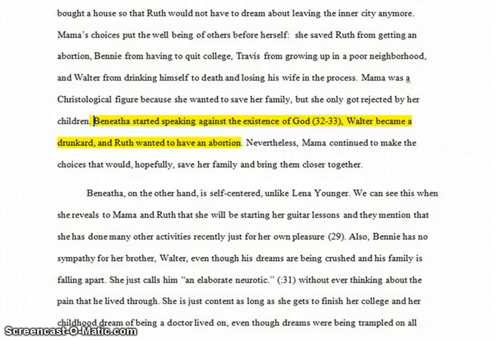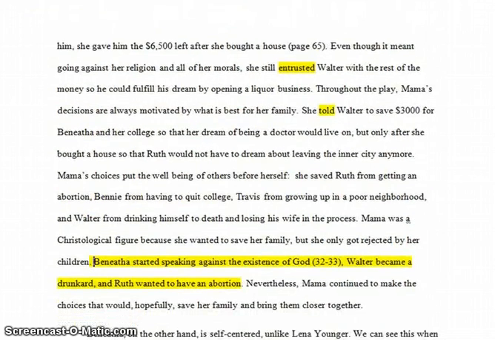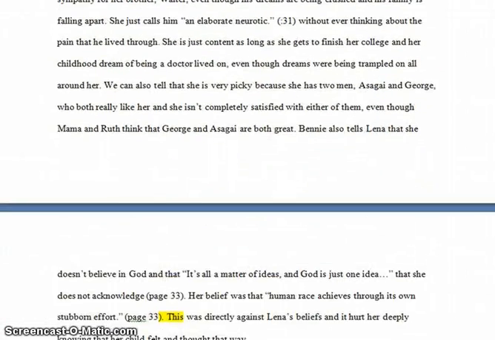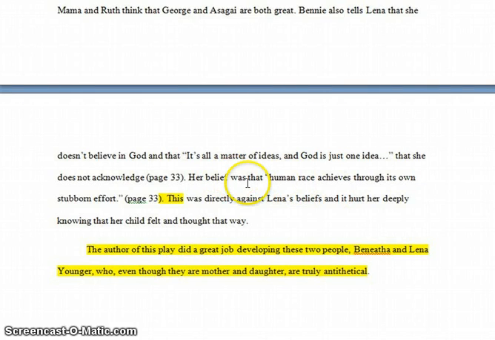But overall, you have a really strong paragraph, good examples. Then when you get to Beneatha, I think that one's pretty strong too. And I would probably, her belief right here where her belief "was," you want to change that, present tense again, "is that the human race achieves through its own stubborn effort," comma, "which was directly against Lena's beliefs, and it hurt her deeply." Right, when you're joining one sentence to another, you want to put the comma and we probably need it because of this clause, the relative clause with "which."